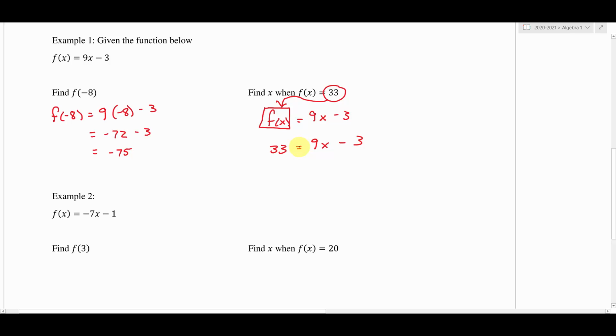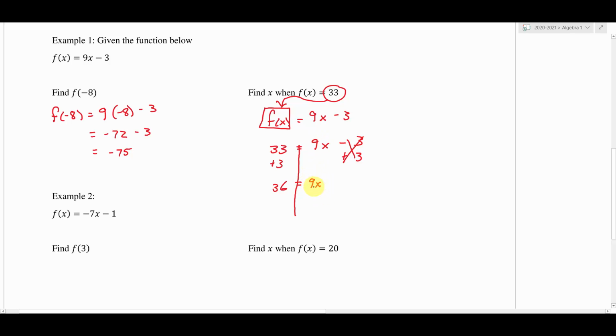Now we have to treat this like an equation, and this is where those equation solving skills from yesterday are going to come in handy. To figure out what input gives us a 33, we just have to get x by itself. So I'm going to add 3 to both sides. They'll cancel over here. And then I'm going to work left to right. So 33 plus 3 is 36. And then all we have left on this side is 9x.